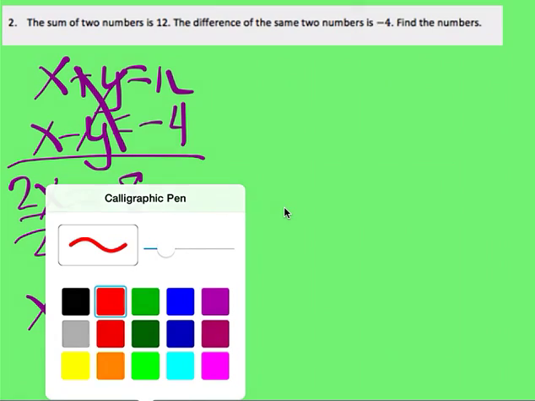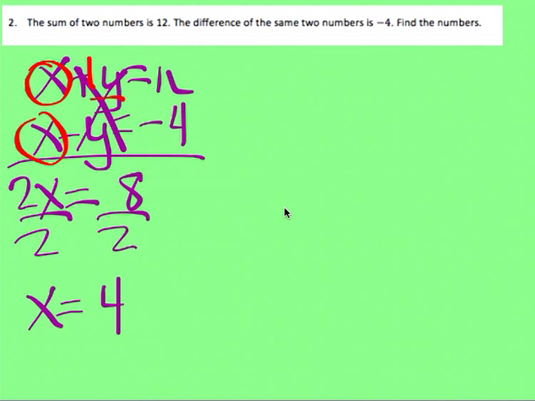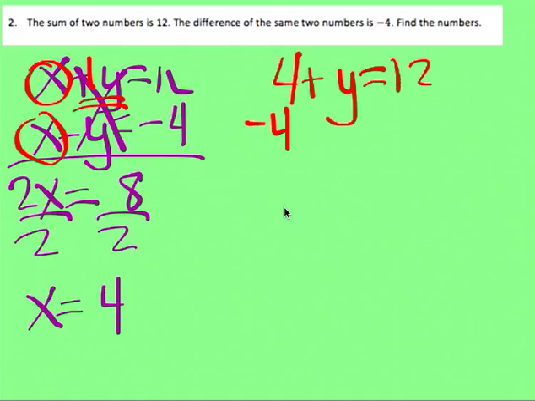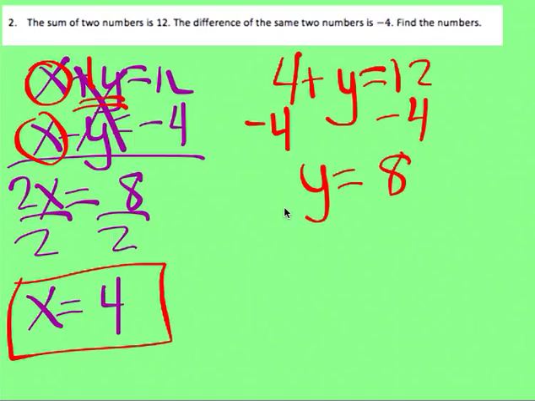Really, I can plug that x into either equation. This equation up here has a positive 1y, so that makes it a little bit easier. So 4 plus y is equal to 12. Then I subtract 4 from both sides, and I get that y is equal to 8. So those are my 2 numbers. x is equal to 4, and y is equal to 8.